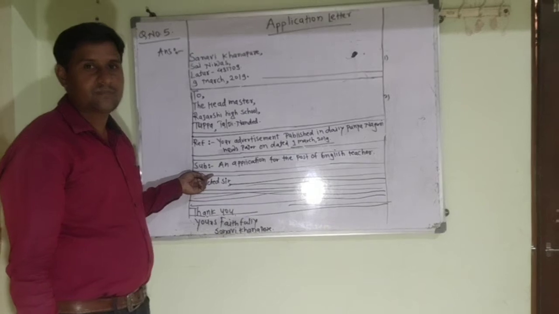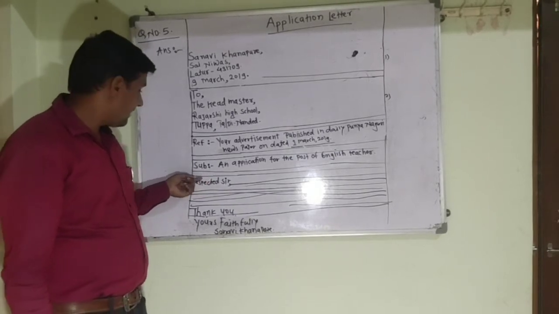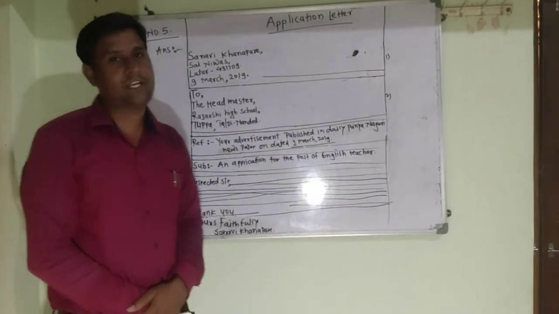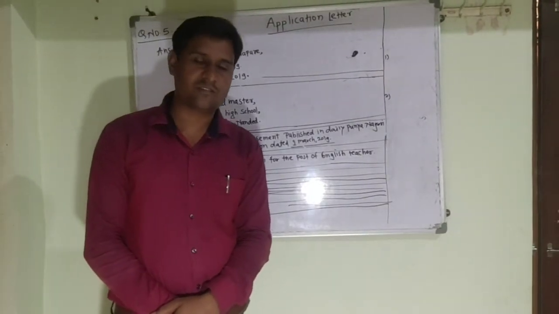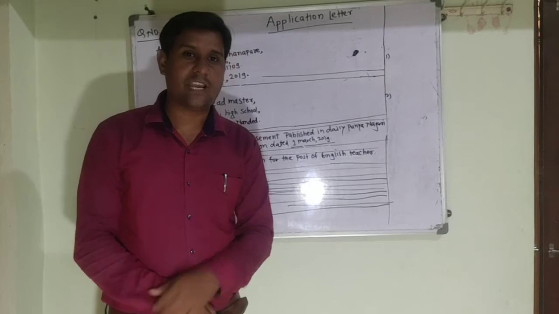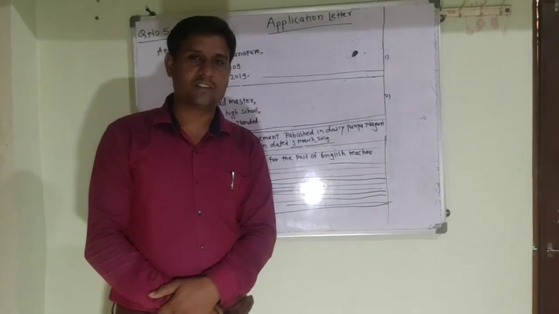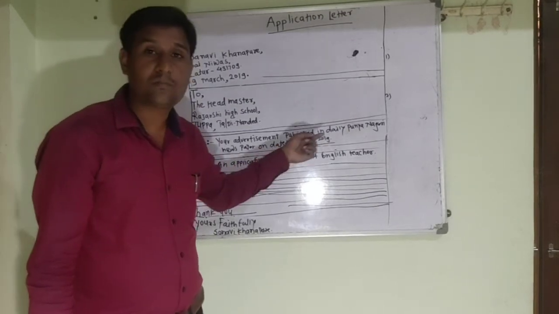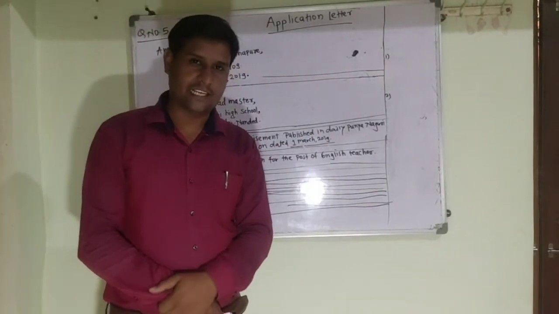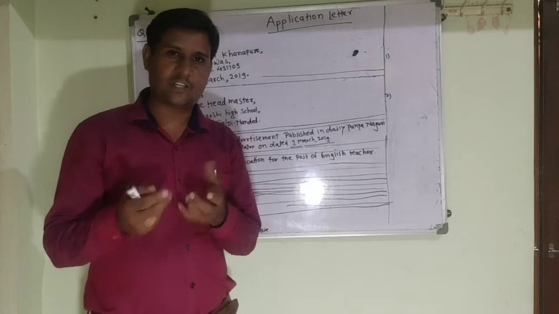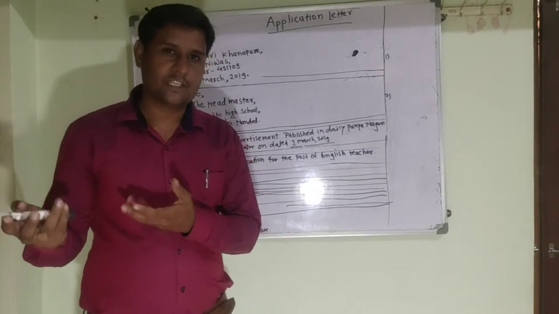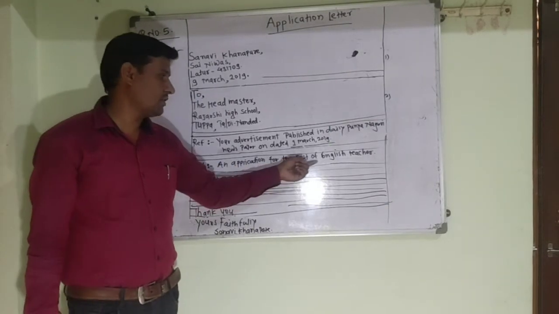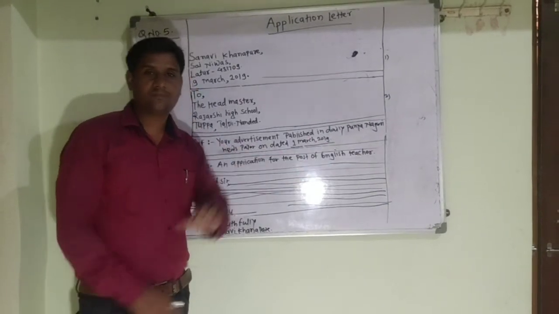After the reference, you should leave one line and write the subject of the application letter below the reference. Subject means, what is the purpose behind you writing the letter? In the subject you should write: an application for the post of dash dash. It may be English, it may be math, it may be another subject. You should write here: an application for the post of English teacher, full stop.